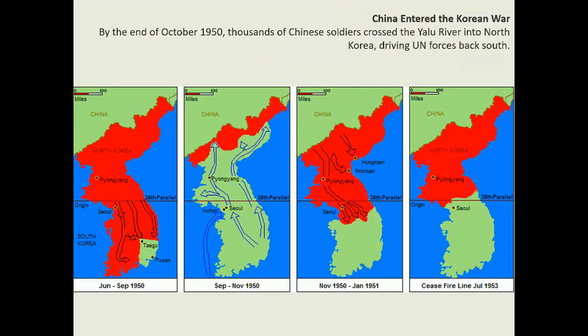Here's another picture showing that when China entered the war, by the end of October 1950, there were hundreds of thousands of Chinese soldiers. Roughly 100,000 into one area and over 200,000 to 300,000 crossed and pushed them down, as you can see here, November 1950 to January 1951. And then here's the ceasefire line and roughly how it all started.